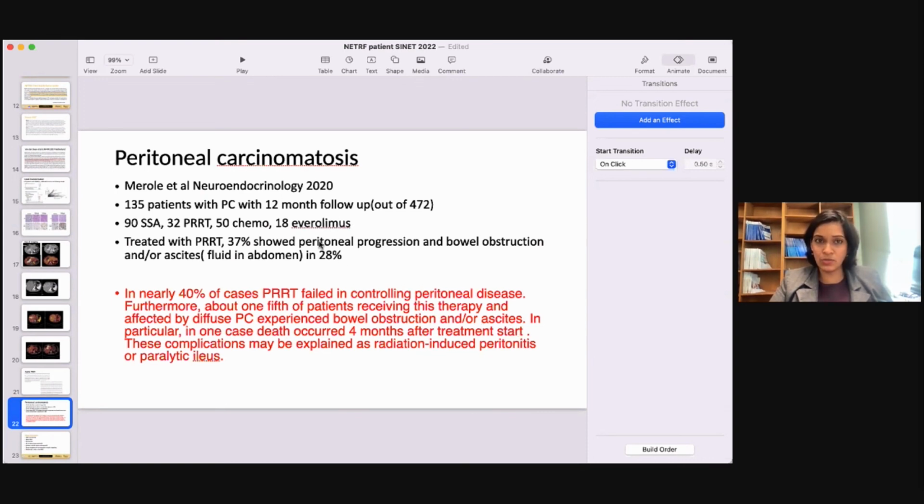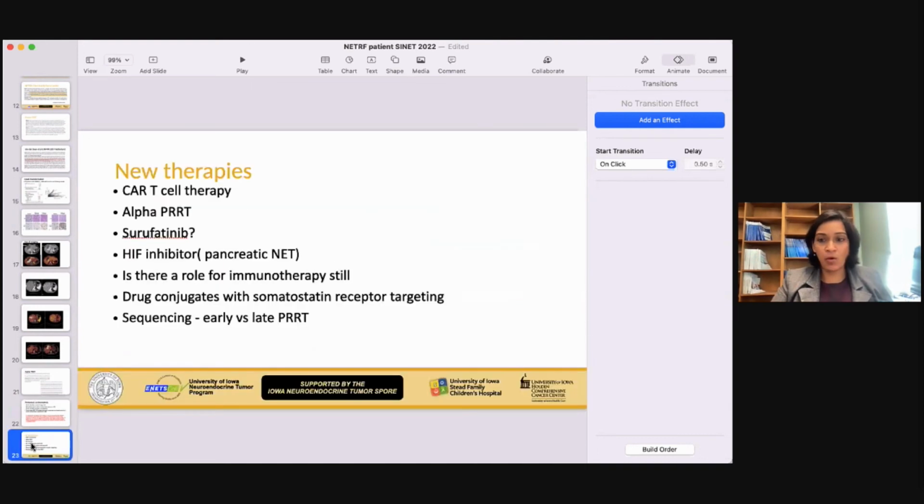So certainly, this is one of the largest case series. We know that area in the belly cavity is just not the same as what's in the liver or other areas. And it's also likely to cause more symptoms for the patient. So these are all the reasons to think about peritoneum differently.